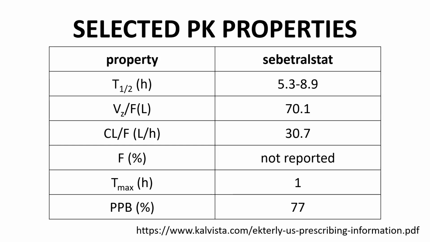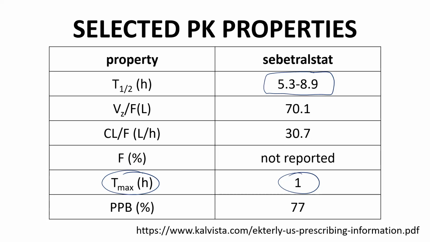Now we have some PK properties. The half-life of sebetralstat is in the 5 to 9 hour range. None of these other PK values stand out as remarkable. I will note that the Tmax is short at 1 hour. Sebetralstat is likely absorbed in the stomach.